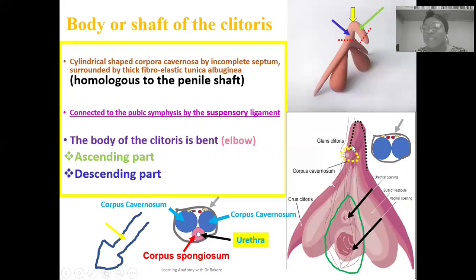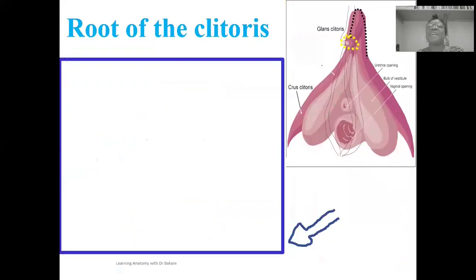If you look at this lower image too, you see that this region that is highlighted in dotted black is where we have the body or the shaft of the clitoris. And if you look at it, you see that it creates an angulation around this region. This is where it has an ascending part that is running upward and a descending part that is descending downwards. So let's drive further to the root of the clitoris. This is the posterior region of the clitoris. And if you place this structure in an anatomical position, you see that the root of the clitoris will be directed posteriorly. So it is seen at the posterior end of the clitoris.